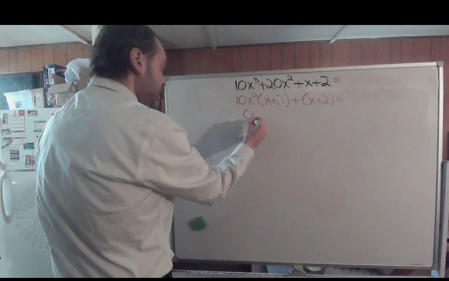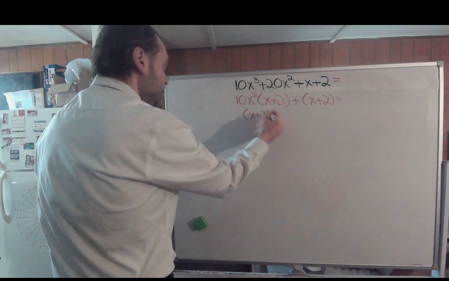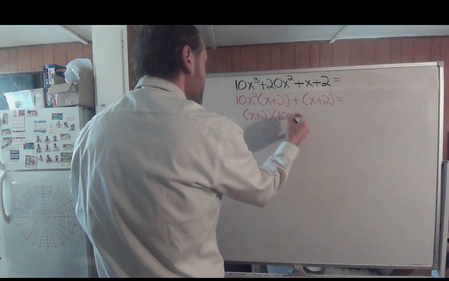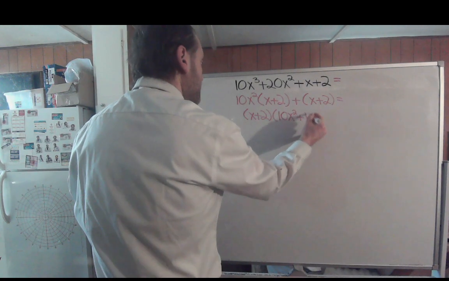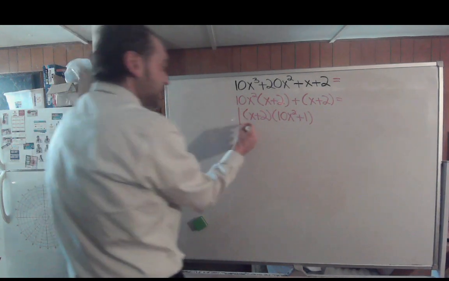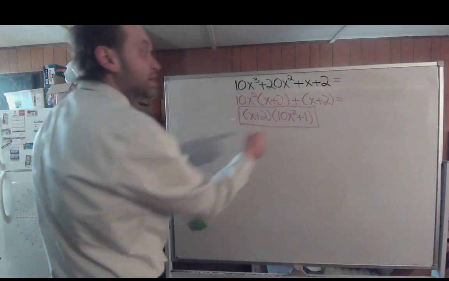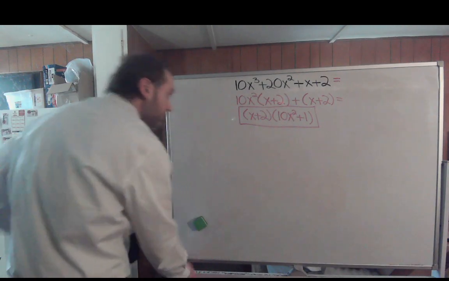You can factor that out, the x plus 2. You'll take that times the quantity of 10x squared plus 1. So the complete factorization would be the quantity of x plus 2 times the quantity of 10x squared plus 1.